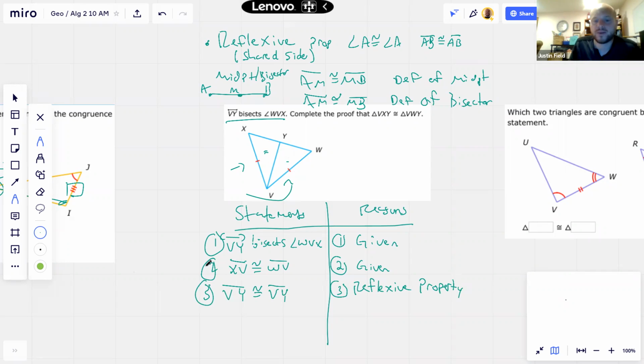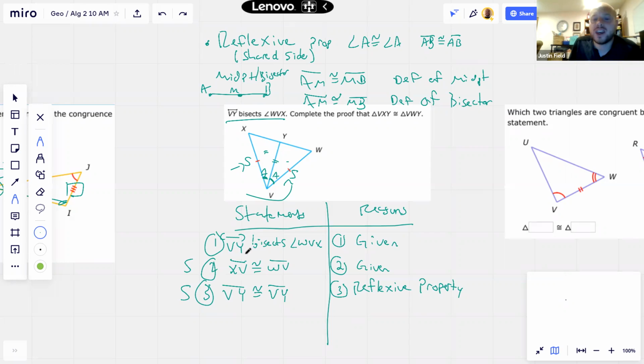And now we have a side pair in the statement, so I can write that. And we just said another side pair. And now if we can say the angle in the middle, then it wouldn't be angle side side, it would be side angle side. So if I can make the case that these two angles are congruent, then I would have side angle side, which is a triangle congruence theorem, which is great.